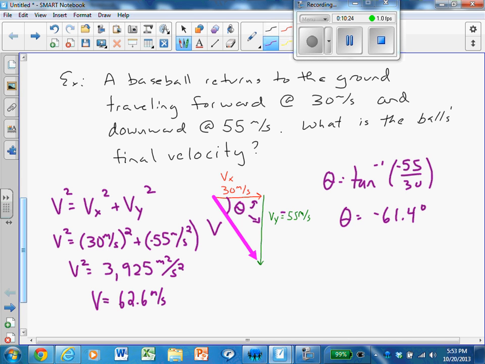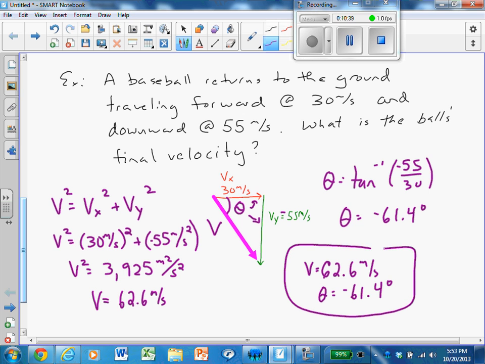So the final velocity of this is 62.6 meters per second at theta equals minus 61.4 degrees. Okay.